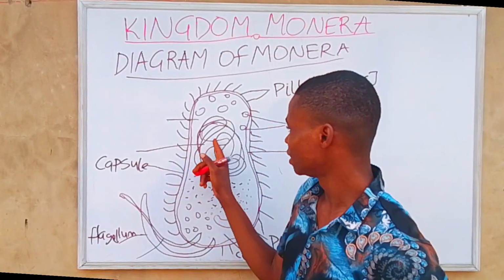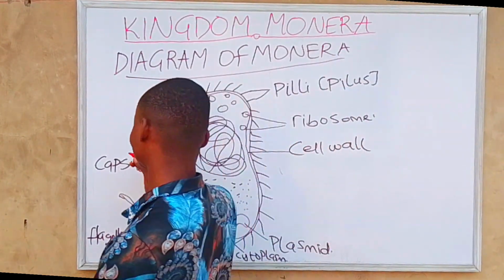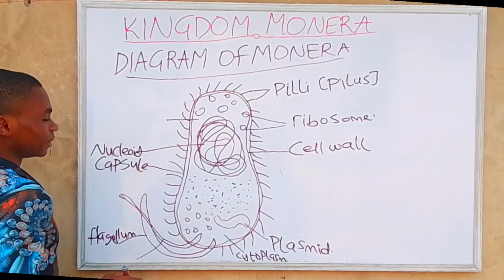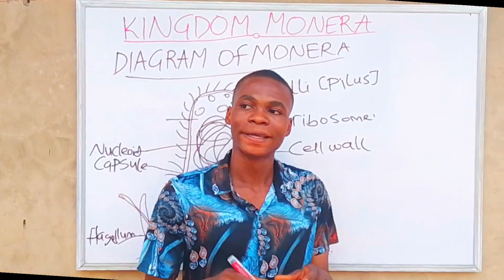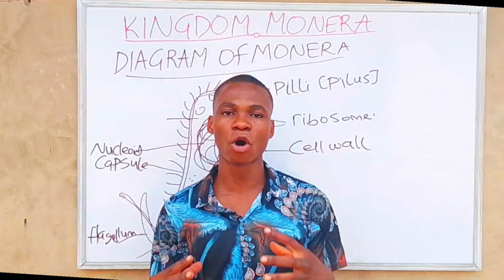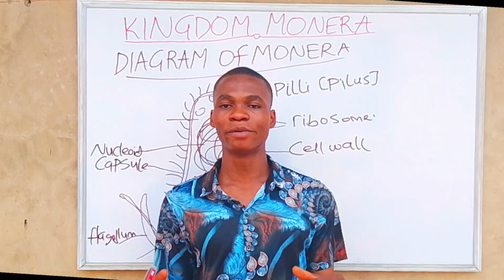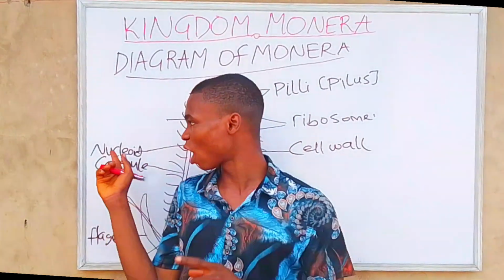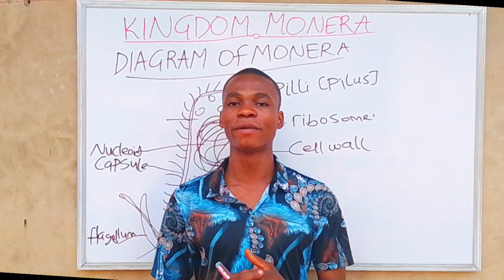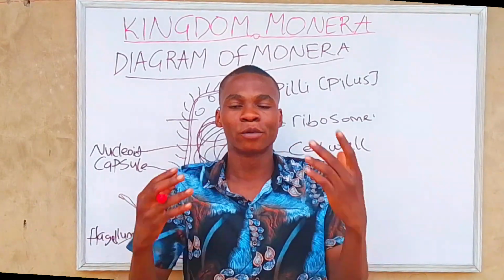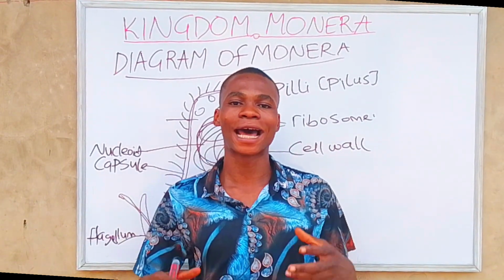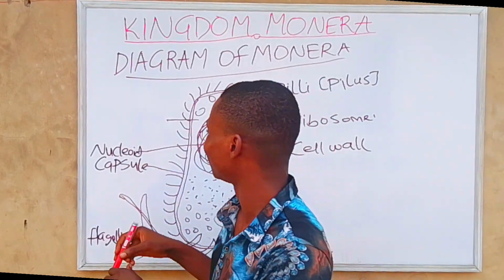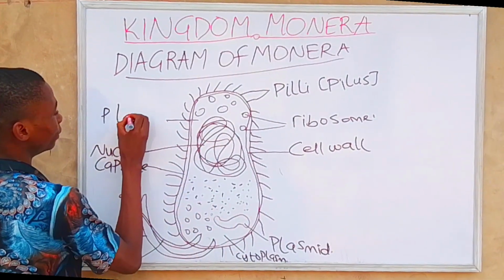And the next one here is the nucleoid. The nucleoid is not like a nucleus that is enclosed in a membrane. Nucleoid here is not enclosed in a membrane, and it carries genetic information for cell reproduction and cell function.